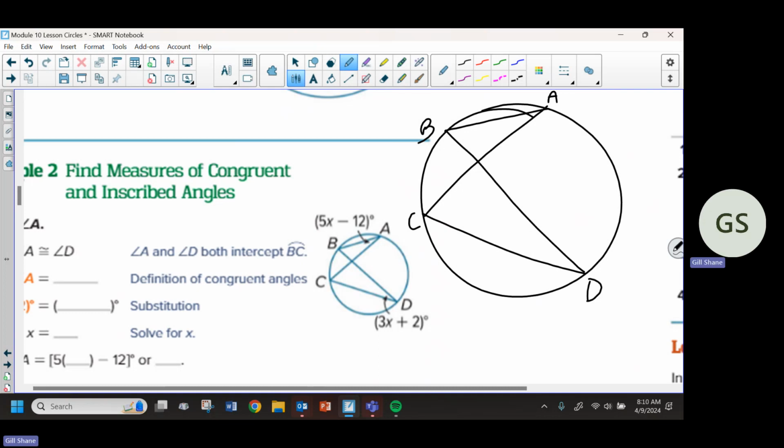So we're going over example two now. If you draw it larger, I think it can be a little more helpful sometimes. I know that in angle A, what is that 5x subtract 12? Vanessa, what's that 5x subtract 12 telling me? What do you mean by A? What's A?